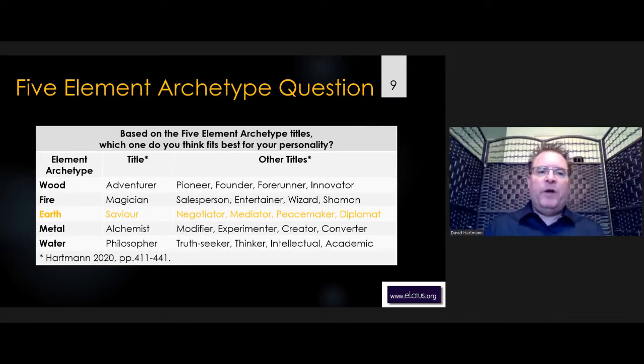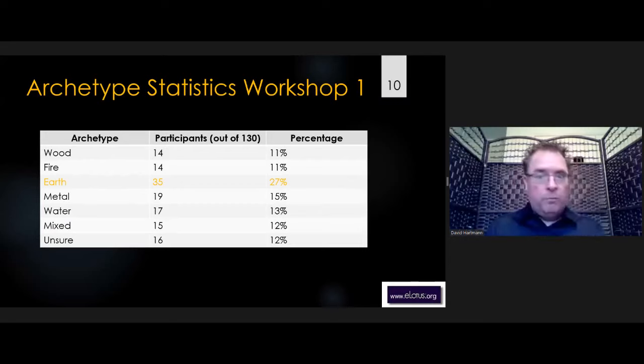Today, obviously, Earth Archetype, the Saviour, is probably my favourite title for it, and we'll go into that in more detail shortly. Now, back in workshop 1, we had 130 people. Today, it looks like we've got about 150. So at the end of this particular workshop, we'll ask you if you think you are Earth. You'll see, just as a guide, in workshop 1, we had about 27% of people that thought they were Earth.